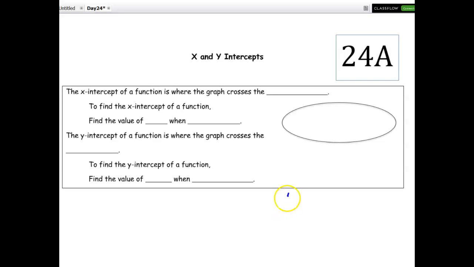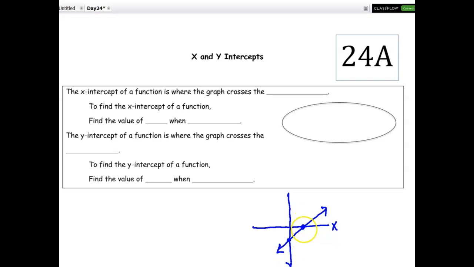Today we're going to talk about x and y intercepts. So on a graph, if we have a graph here, I have the coordinate grid. If I make a line and I draw it and it will go through, the x-axis would be at this point right here and the y-axis would be right here at that point.